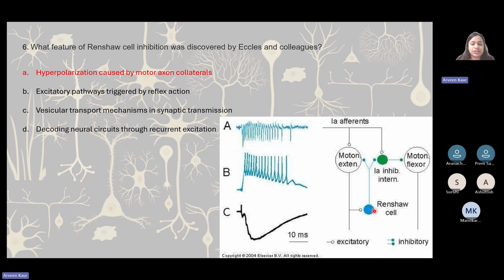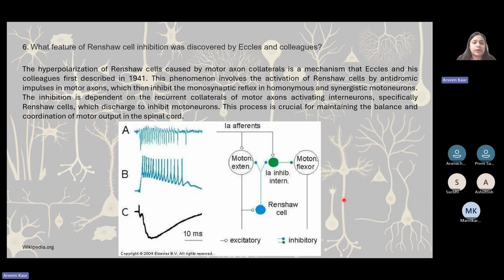wherein they will excite the Renshaw cells. The Renshaw cell in turn will go and inhibit this motor neuron, and it will also inhibit the IA inhibitory interneuron, right? Which in turn will go and inhibit the contralateral muscle also, or the antagonist muscle also, right? So this is how it works.